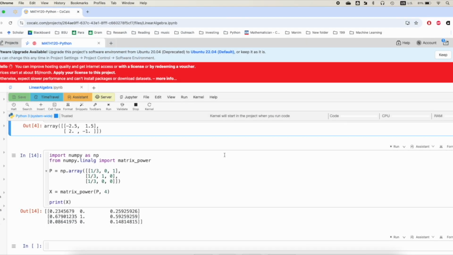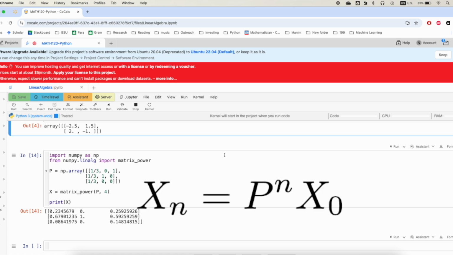In addition to this approach to calculate x3, you can use the formula that we showed in class, which is the end state matrix. Given the initial matrix and the matrix of transition probability P, you can directly calculate any end state matrix. The formula is x sub n equal to P raised to the power n times the initial state matrix x sub 0.